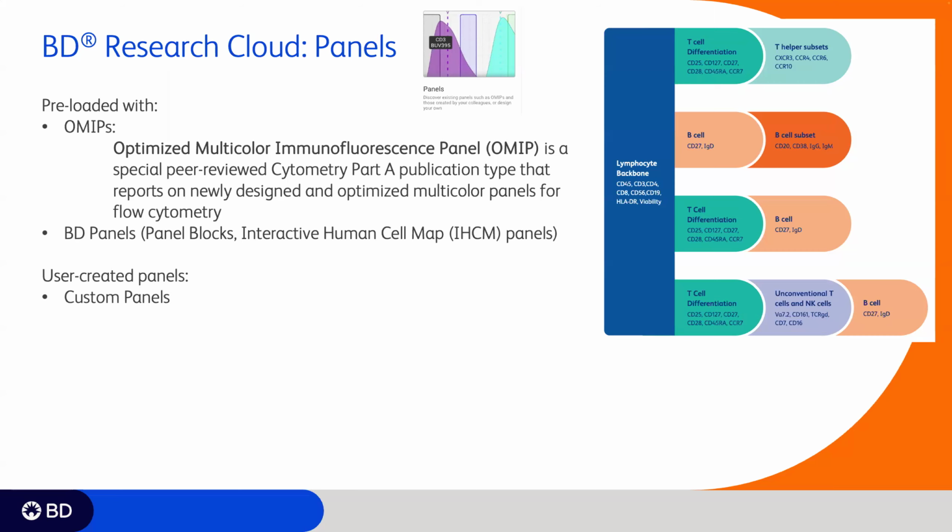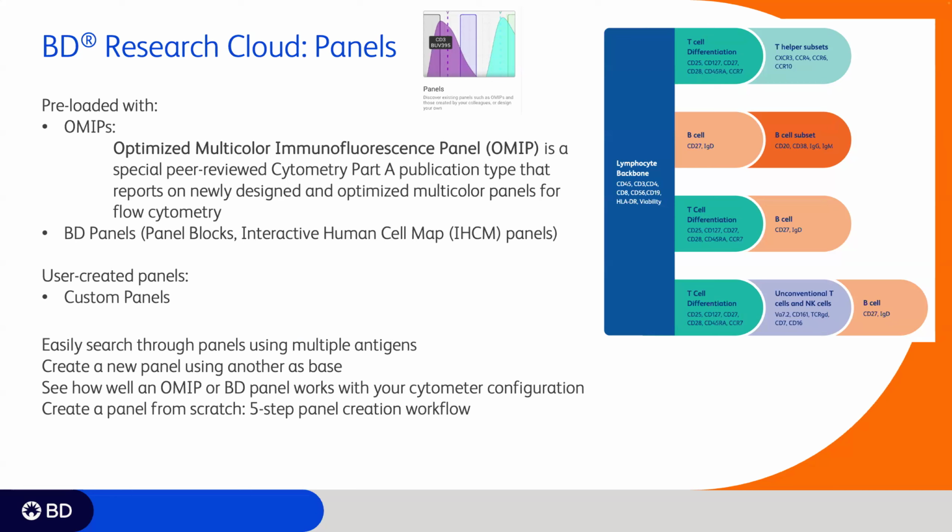What's great about BD Research Cloud is you can easily search through these panels using multiple antigens. You can also create a panel using another one as base. You can see how well an OMIP or BD panel works for your cytometer configuration, or you can create a brand new panel from scratch using our 5-step panel creation workflow. And I hope to demo that for you later.